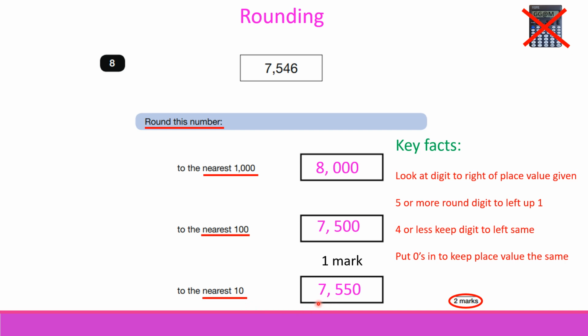So my answer is 7,550. Because the 7 doesn't change, the 5 doesn't change, the 6 will make the 4 become a 5, and the last digit now becomes a 0. Give yourself a big tick if you got these correct.